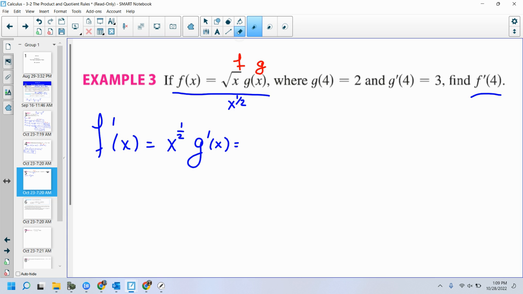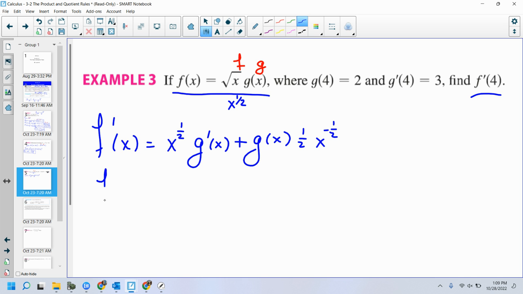Oh, not equal to, plus g, which is just g of x, f prime, 1/2 x to the negative 1/2. Same type of thing that we just did on the last slide. Okay, let's reduce that down a little bit. So f prime of x is radical x g prime of x plus, we got g of x in the numerator over 2 radical x.